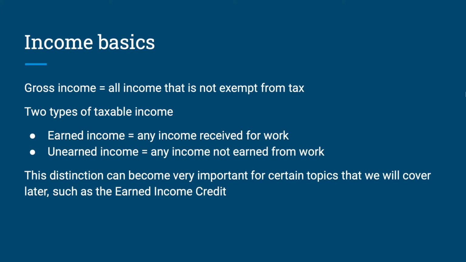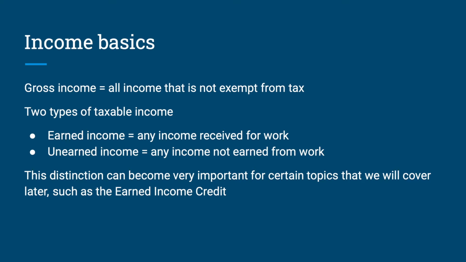Getting into some of the basics around income, we're just going to start off by talking about some of the main concepts that are going to be important to keep in mind as we go through this lecture. So first, the number one concept to understand is what gross income means. Basically, gross income is all income that is not exempt from tax, and income is only exempt from tax if it is explicitly stated that it is exempt. If it does not state explicitly that it will not be taxed, then it would be included in gross income and likely be subject to tax.